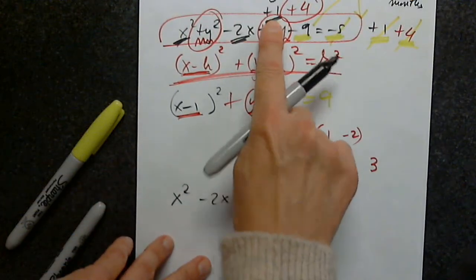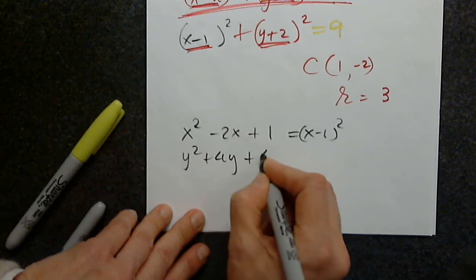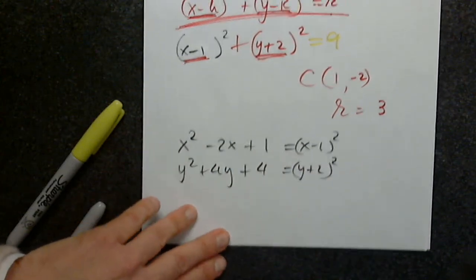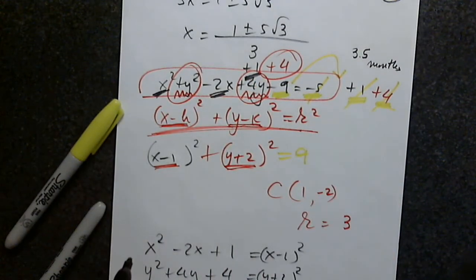So that's how we got the 1. I get that. So that's how we got 4. But I cannot add it just to one side. I have to add it to both sides. I'm not allowed to add to one side of an equation and not add to the other.